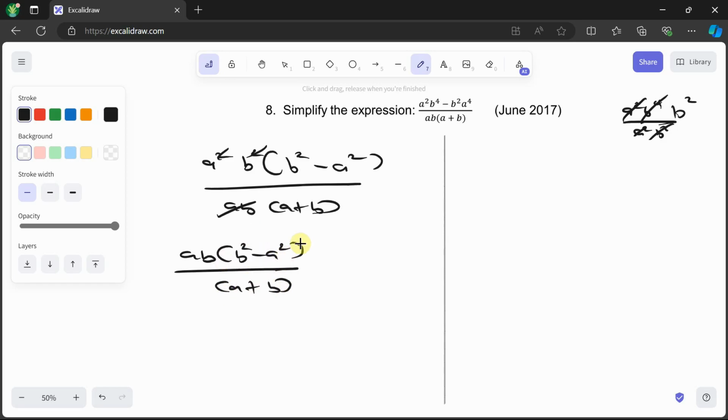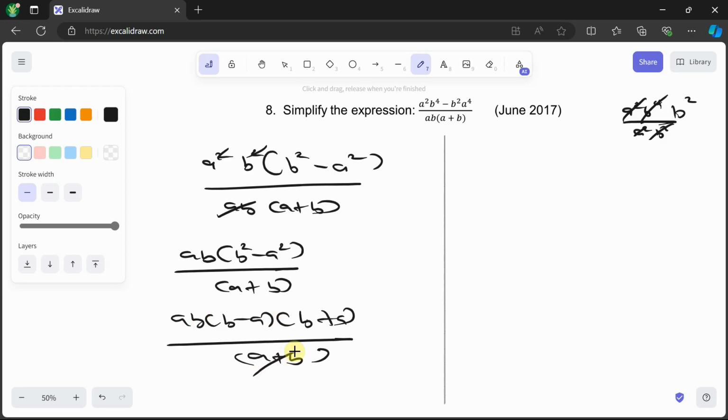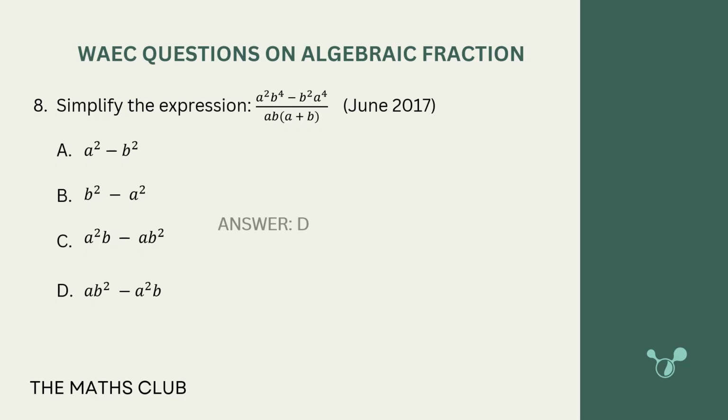b squared minus a squared is a clear difference of two squares, so this will be ab. By the time we break it down, that will be b minus a, b plus a, all over a plus b. Because addition is commutative, a plus b is equal to b plus a, just like say 3 plus 2, which is 5, same as saying 2 plus 3, which is also 5. And this is multiplication, so I can cancel out. So what will be left is ab open brackets b minus a. And if we expand the brackets, ab times b will give me ab squared, ab times minus a will give me minus a squared b. So this should be our answer, and that will be option D.